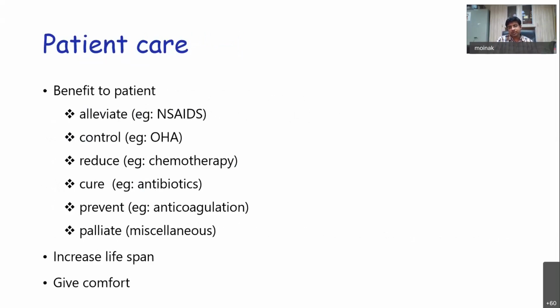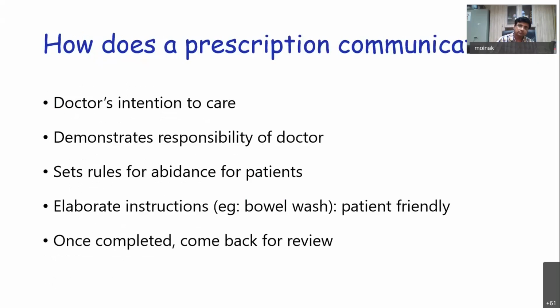How is it important to patient care? It gives benefit to the patient by alleviating the symptoms, controlling the symptoms like oral hypoglycemics, reducing the tumor load like chemotherapy, curing the patient like antibiotics, prevention of a complication like anticoagulation, and palliation. Ultimately, what you want is to give lifespan and comfort to the patient.